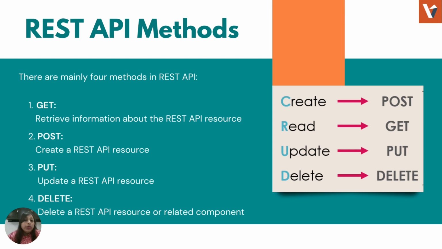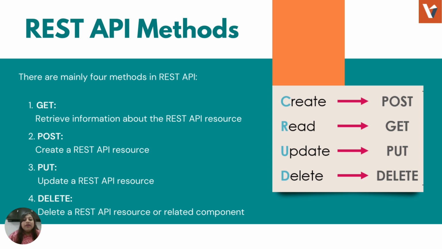There are mainly four types of methods in REST API, that is GET, POST, PUT and DELETE. I have also added some description for all the methods there. The GET method is used to retrieve information about the REST API resource. The POST method is used to create a REST API resource. PUT is used to update a REST API resource. DELETE is used to delete a REST API resource or a related component.